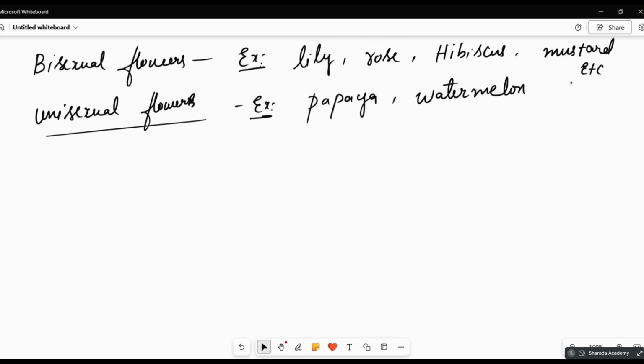No, nothing like that. It is not. Both will turn into fruits. Okay, you are telling by seeing the example. Yeah, most of the flowering plants are bisexual. Yeah, that is it. Okay, right.